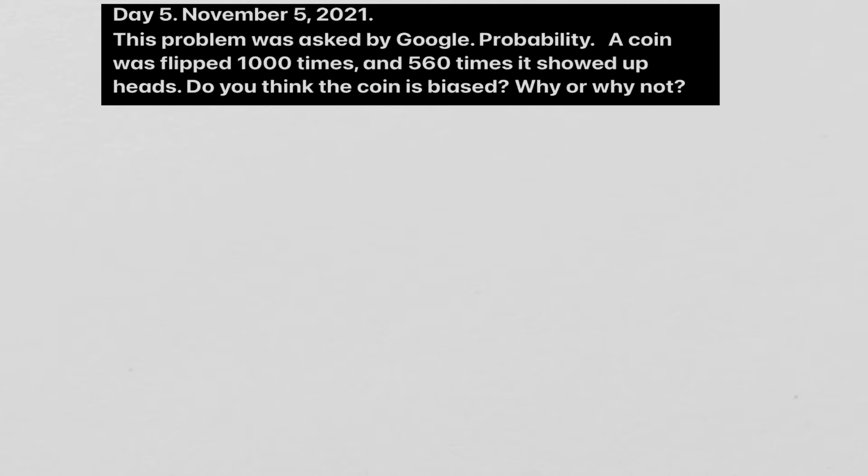Okay, now first thing that we noticed is that it flipped 1,000 times, right? So since the sample size is large enough, we can apply the central limit theorem. Now assume that the probability of heads is P and the probability of tails is Q. So we note that P plus Q is equal to 1.